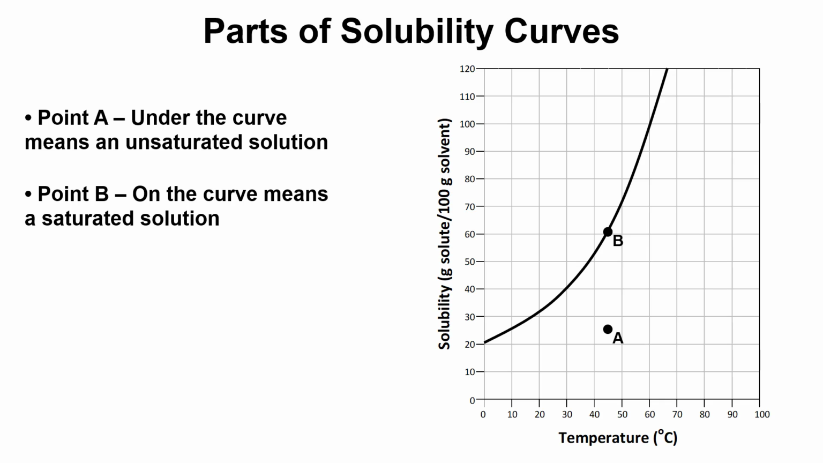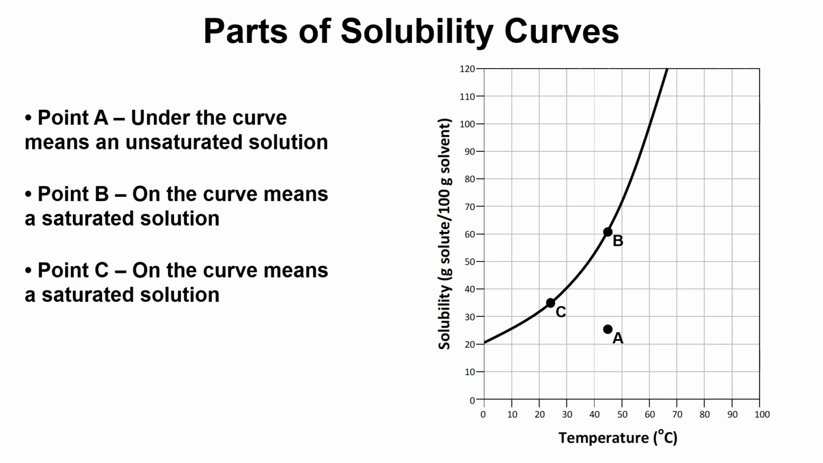If we cool off the mixture, the homogeneous mixture that a solution is, if we cool off at B, what will happen is some of that solute will drop out of the solution because it can no longer stay dissolved if we've cooled it down. And we're still on the solubility curve itself, so that means we're still at a saturated solution.